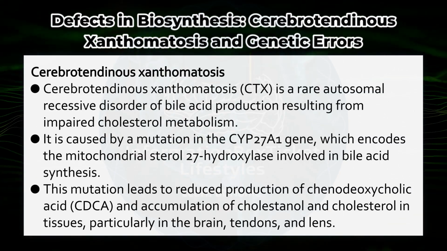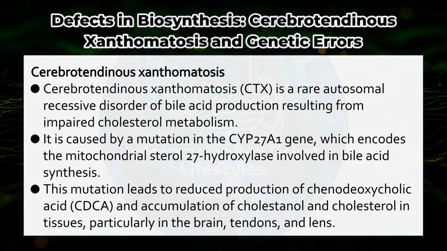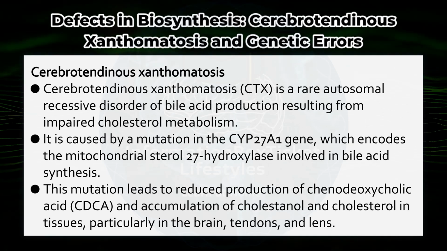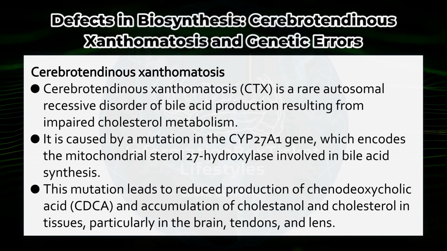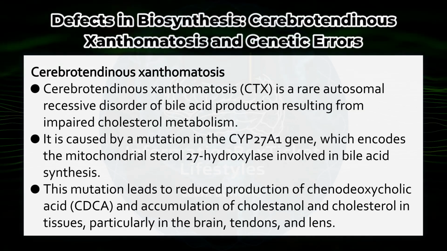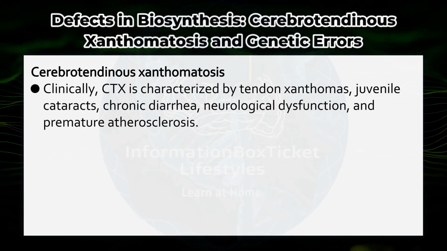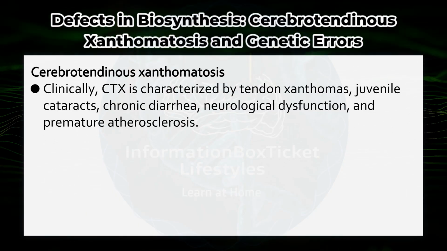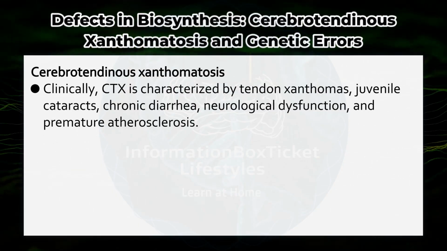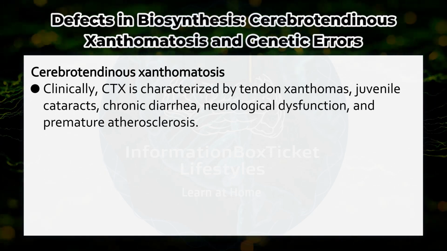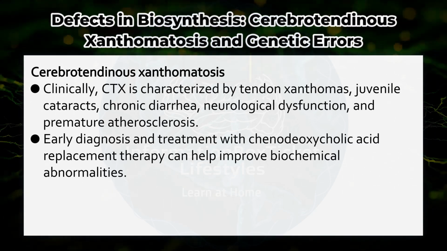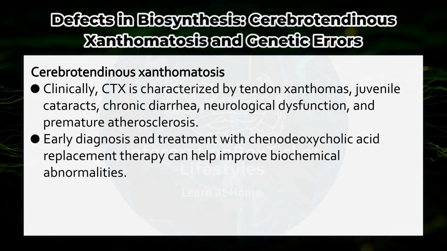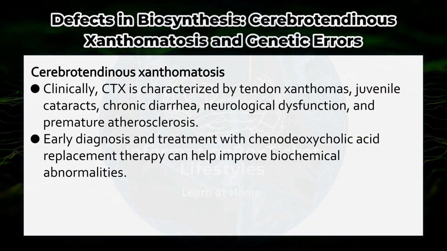This mutation leads to reduced production of chenodeoxycholic acid, CDCA, and accumulation of cholestanol and cholesterol in tissues, particularly in the brain, tendons, and lens. Clinically, CTX is characterized by tendon xanthomas, juvenile cataracts, chronic diarrhea, neurological dysfunction, and premature atherosclerosis. Early diagnosis and treatment with chenodeoxycholic acid replacement therapy can help improve biochemical abnormalities.